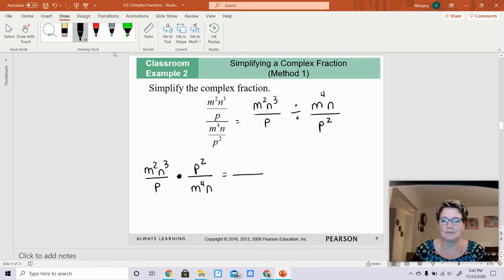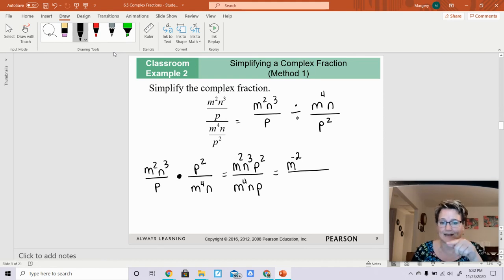So I'm just going to multiply the numerator together. So I get m squared, n to the third, p to the second, all over m to the fourth, n, p. Now remember from prior past that we've worked on exponents. Whenever you divide powers, you subtract the exponents. So I'm going to start with my m. I get m squared divided by m to the fourth. That gives me m to the negative second.